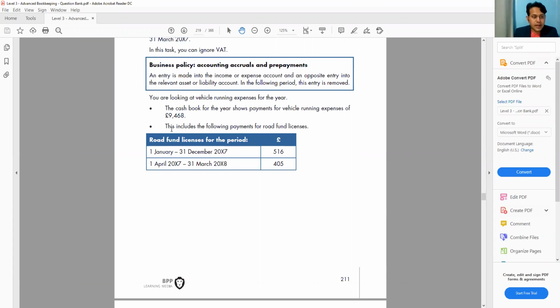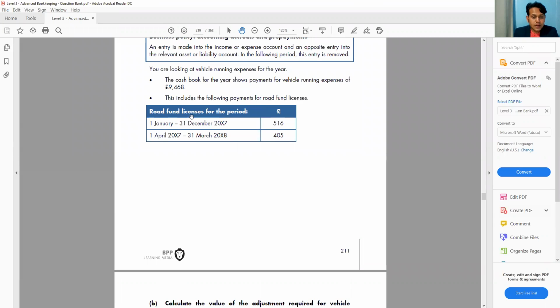Let's have a look at what information we have. They said this includes the following payment for road fund license, for the period 1st January to 31st of December. That means this is for 12 months, isn't it? And our year is ending 31st of March 2007, and we paid up to December. So we paid for the whole year, but only 3 months is relevant to this year. So from the figure 516, only 3 months is relevant to this year.